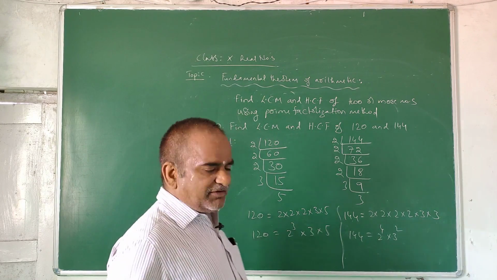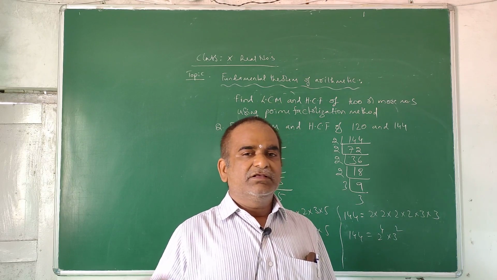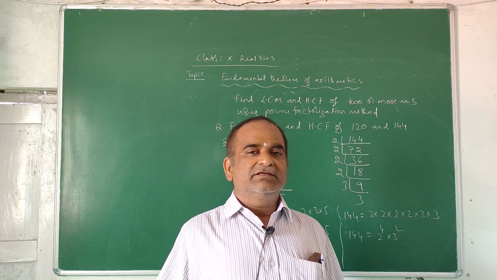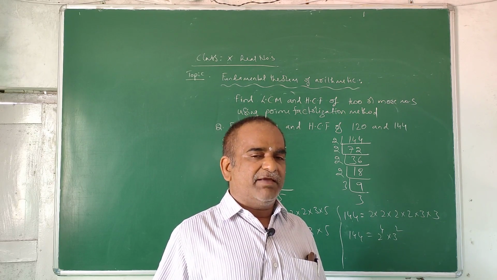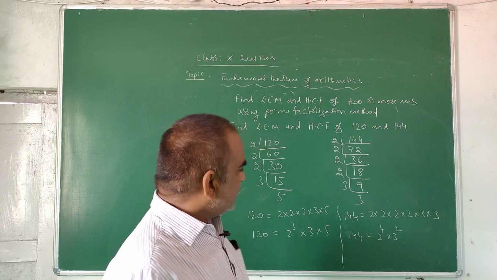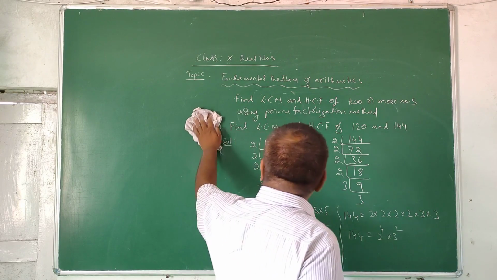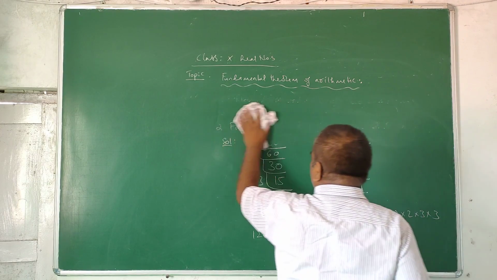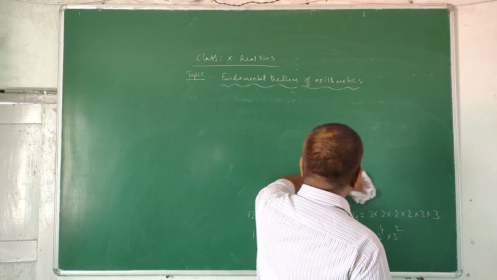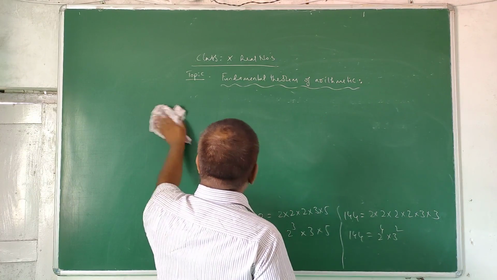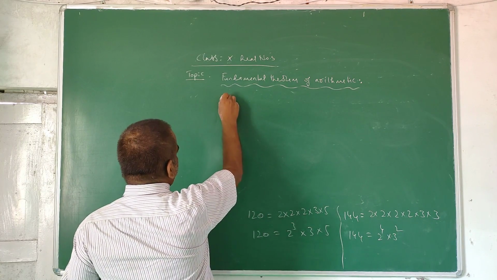So like this, whatever the given numbers may be, whether 2 or 3 or more, they are to be prime factorized and expressed as the product of prime numbers. Understood? Next, you take a small table for the sake of convenience.